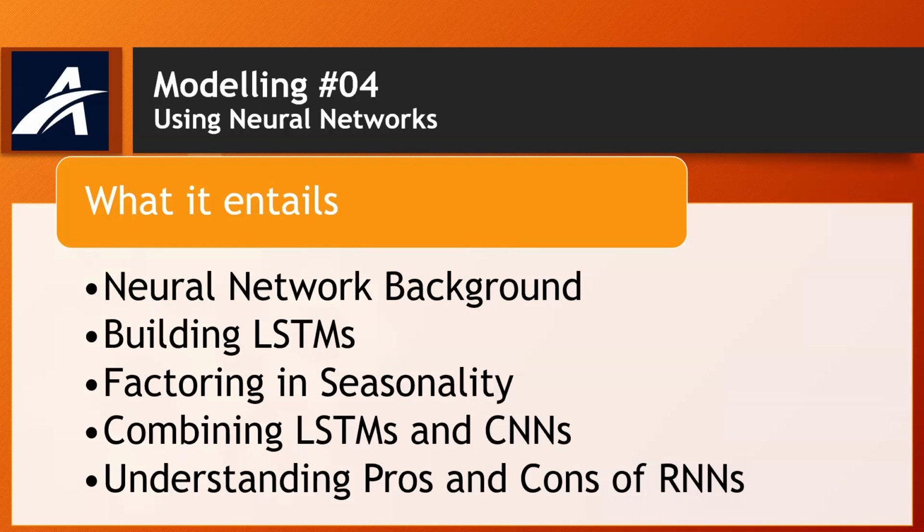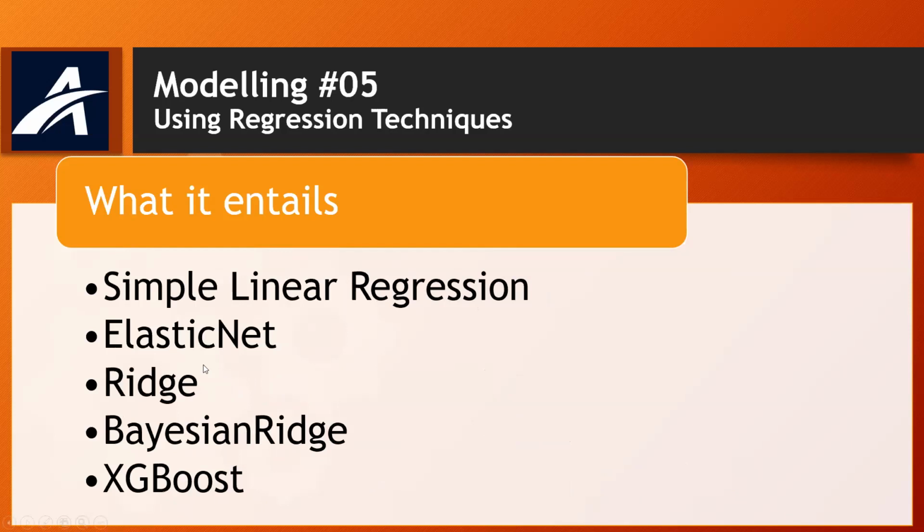And then what is CNN and what are LSTMs? We will definitely cover this. We will also be able to understand the pros and cons of RNNs and what all those RNNs are. All these are neural networks. All right, and then we come to cover regression techniques: simple linear regression, elastic net, ridge regression, Bayesian ridge, XGBoost, using boosting techniques.